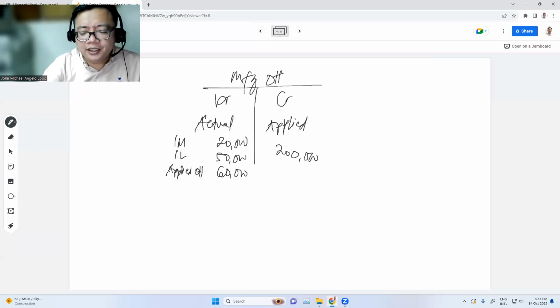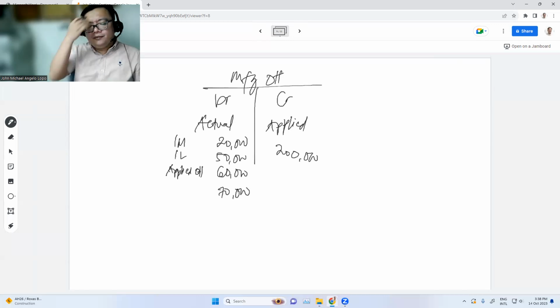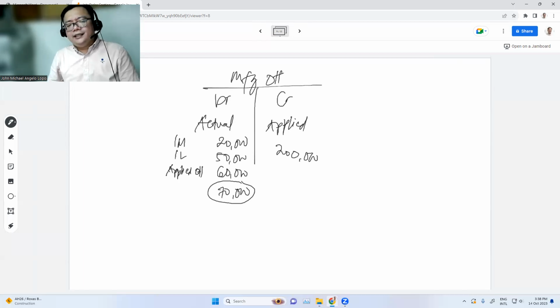So how do we do it, sir? Alright, to balance: you have 20 plus 50 plus 60, so 130. So you have 70. So do this, class, to balance. Put 70 here. Okay? You can be sure you have 70 because it balances: 70 plus 60 plus 50 plus 20, you have your 200,000. What do we call this? This, class, is over-applied.